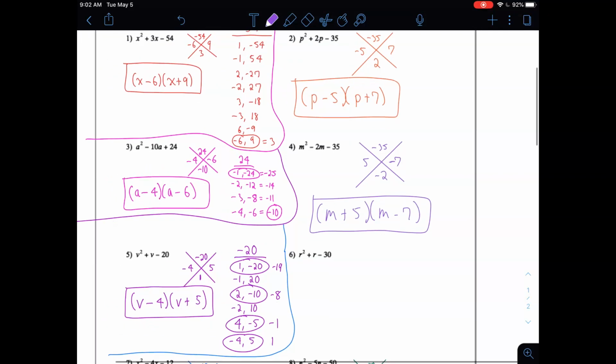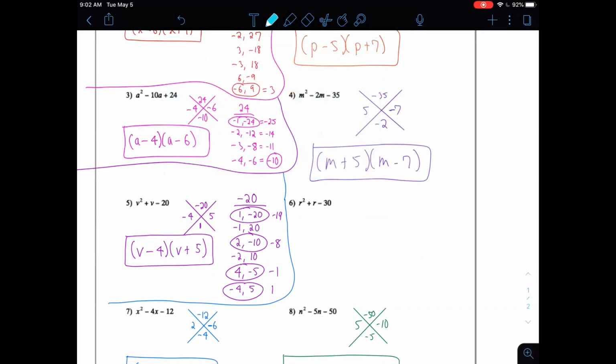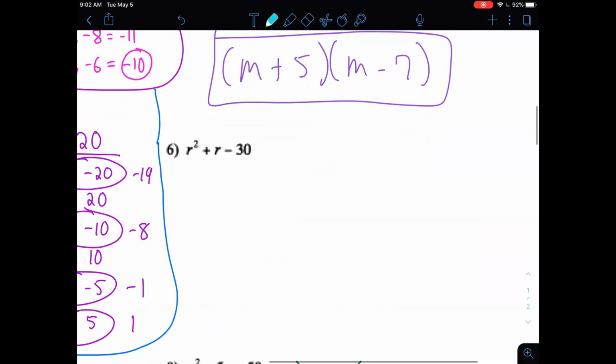All right. Last example. Let's use a nice light blue here. Now we have r squared plus r minus 30. So we got negative 30. We got 1 for our b. Our b is 1 here. There's nothing in front of the r. Okay, we need factors of negative 30 that add to 1. So these numbers have to be pretty close to end up with 1. They have to be numbers that are right side by side to each other.